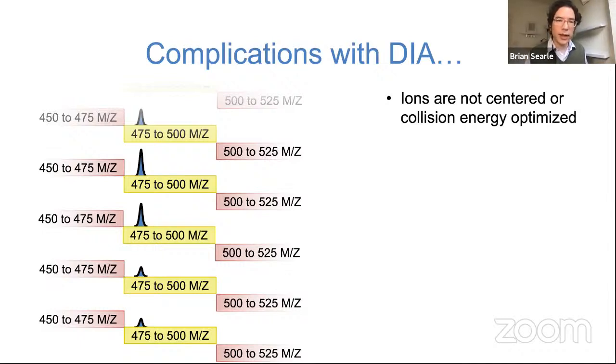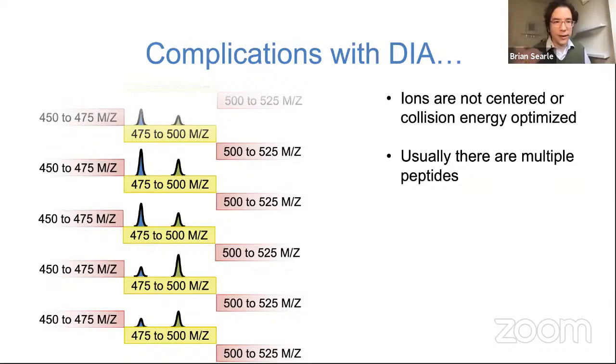So when we're collecting an MS2, the ions that we're taking a measurement of aren't centered, and they're also not collision energy optimized for that specific mass over charge. So the fragmentation that we get is not exactly the same as if we were doing DDA, where we can optimize the appropriate collision energy on the fly for any specific peptide, because we're isolating, or trying to isolate, a specific peptide in a DDA experiment. So that's issue number one.